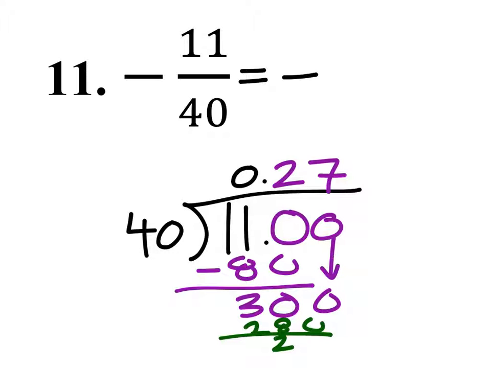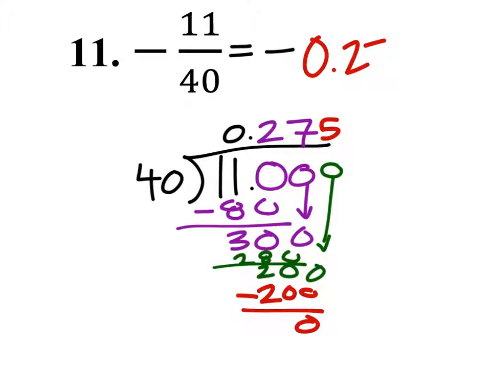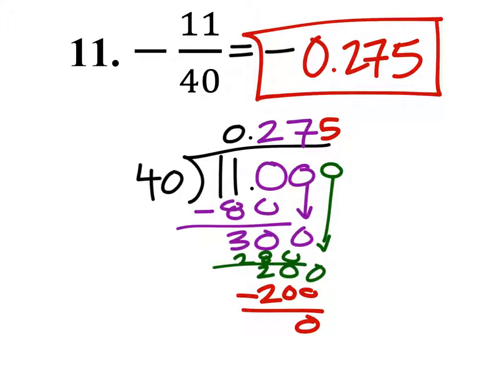Then we'll drop that and get 20. So I need another 0. And 40 goes into 200 5 times. 5 times 40 is 200. So when we subtract, we got 0 remaining. That terminates then. And our final answer is negative 0.275. Bam.